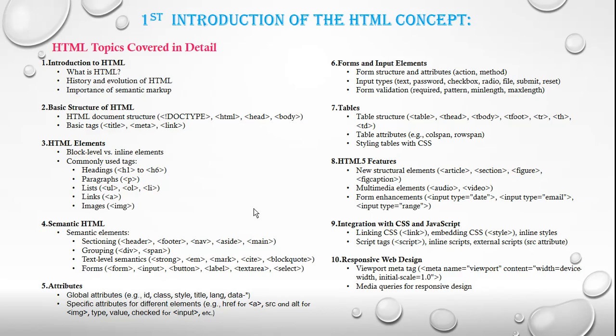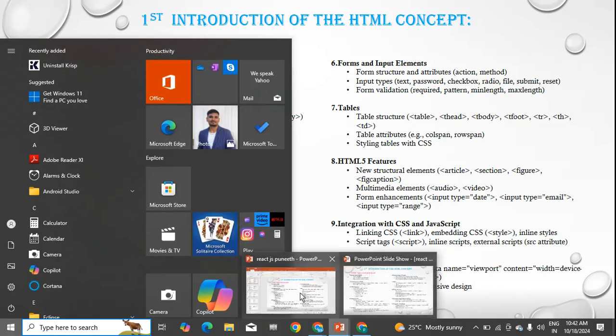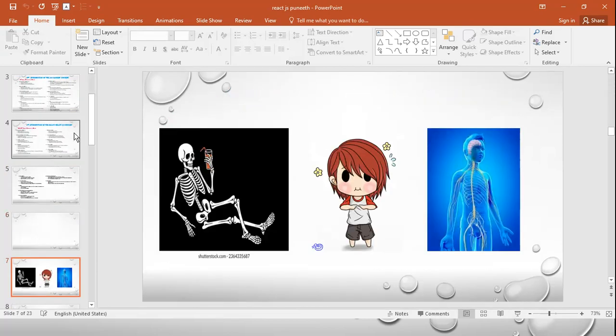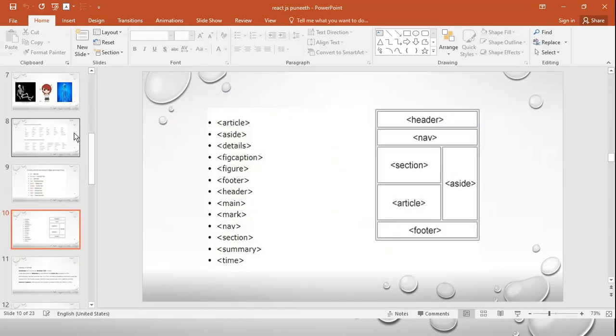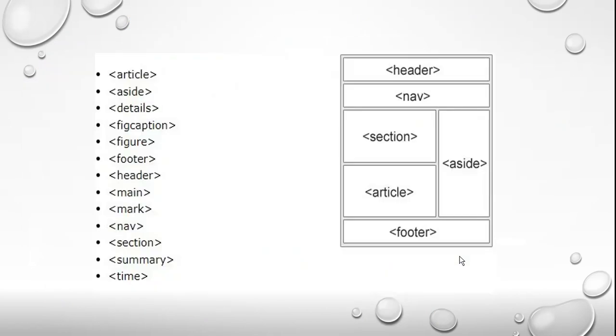Do you have any idea? What is this header, footer, nav bar and sidebar? What are these things? Any idea? At least by seeing this, do you have any idea? We call these something called layouts.